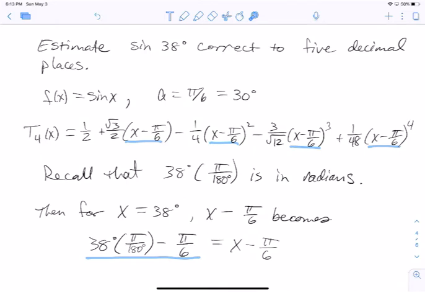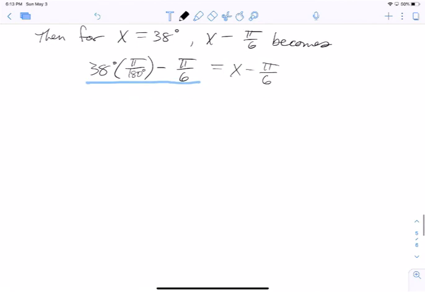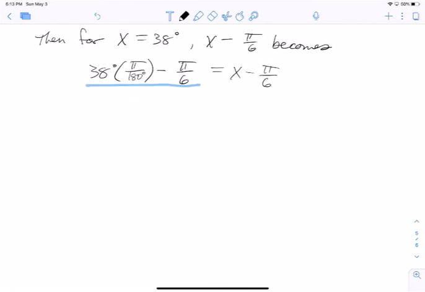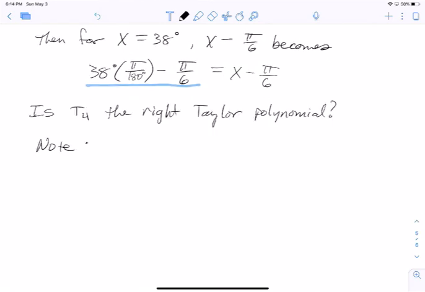Do we need T sub 3? Do we need T sub 6? We're asked for the value to be correct to 5 decimal places. And so if we want to consider T sub 4 the right Taylor polynomial, we note that we want the error R sub n of x to be less than, well, let's say less than 0.00001, right? That's our 5 decimal places.